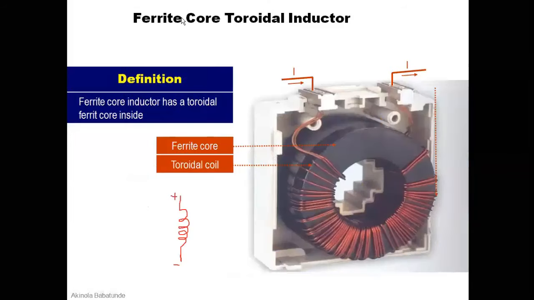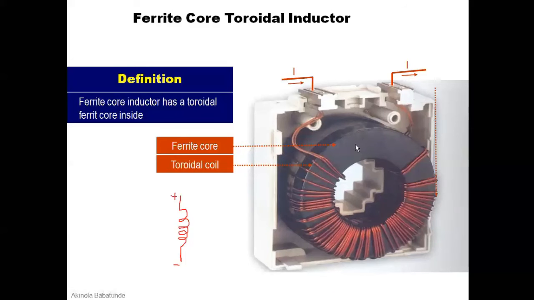Here you can see we have the ferrite core, toroidal core. Toroidal, you can see, is like a donut shape. A ferrite core inductor has a toroidal ferrite core inside, and that is what makes it different from the original toroidal core. What you can see here is a ferrite core. It's a kind of magnetic or ceramic material.